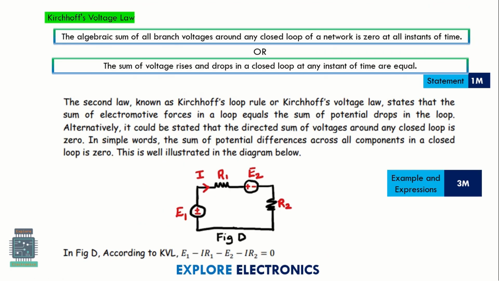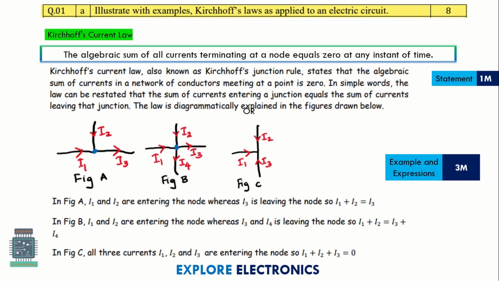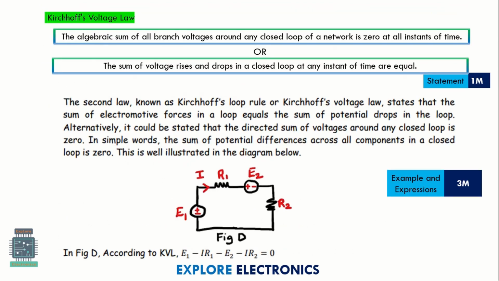Similarly, for KVL, there are two statements you can write. You can write any of those and explain how Kirchhoff's law is applied to a circuit with an example like this and an expression. This gives you complete marks. This question is asked for 8 marks. Usually KCL carries 4 marks and KVL carries 4 marks. You need to write this much.